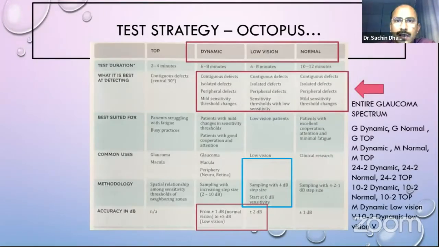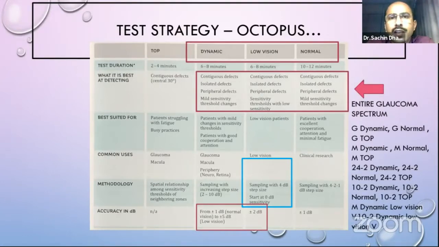Now, the test strategies. Strategies have already been discussed. These strategies are with a slightly different name, but basically convey the same ethos as they are there on the Humphrey. We have the dynamic, which is comparable to the SITA. We have the low vision, which is that option is not there on the Humphrey. We have the top, which is like the SITA fast. We have top faster, which is like the SITA faster, and normal, which is like the normal strategy or the full threshold strategy of the Humphrey. So we have all the strategies available. Testing times are absolutely similar.